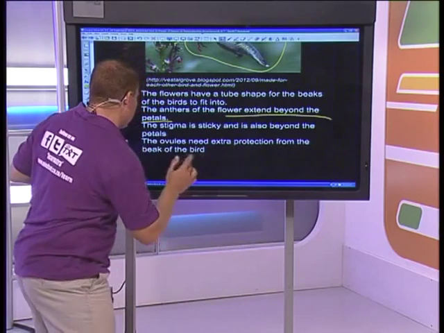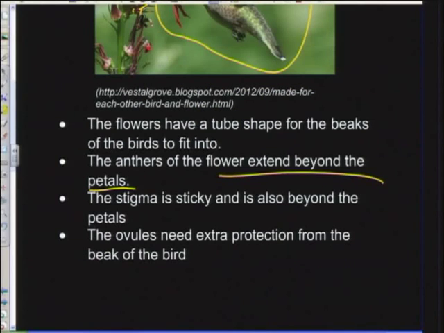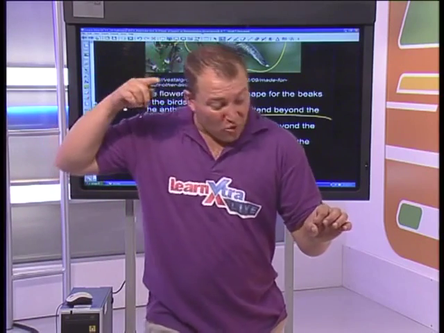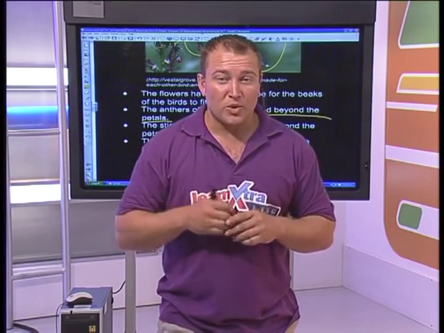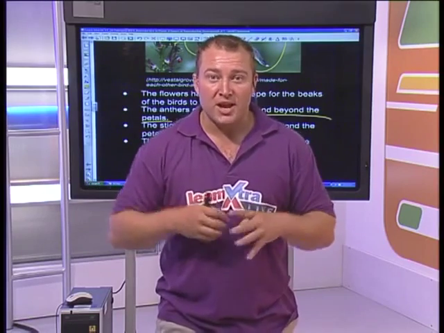And then lastly, the most important, I think, the ovules need extra protection. I mean, if you think about it, this beak goes all the way deep in. Now, what happens if it punctures the female part right at the bottom? Very important. We must try not to puncture it, because if we puncture it, then it's pointless for us.